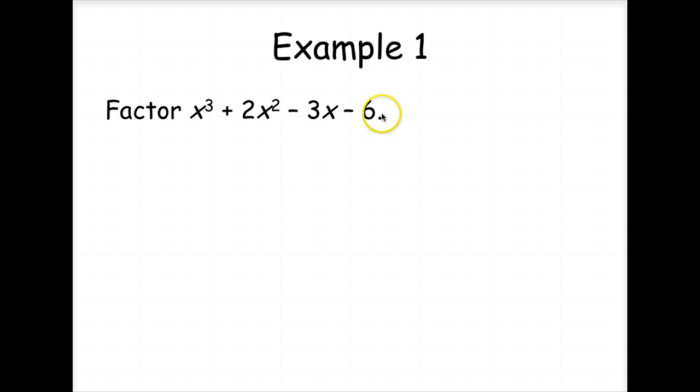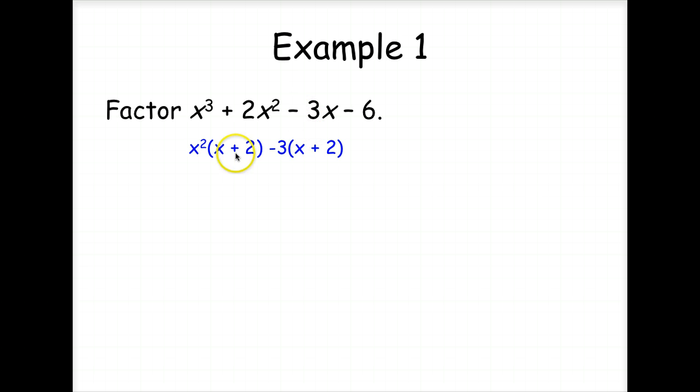Okay, first of all, we've got 4 terms. Let's group these two and these two. Out of the first two, what's common between them is an x squared. If we pull out the x squared, it leaves an x plus 2.